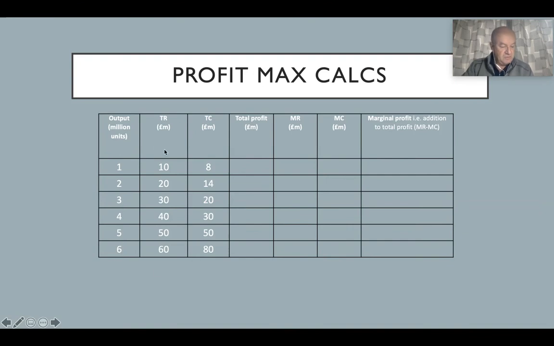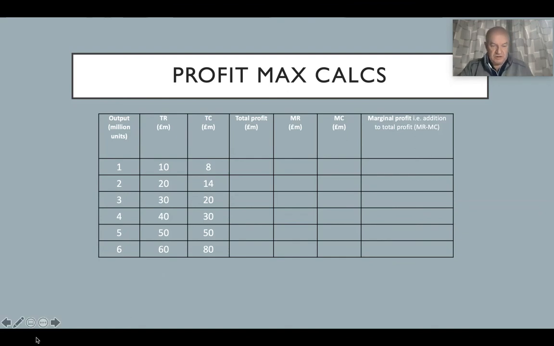Now, our total revenue has been given to us. Again, it's in millions of pounds. So in this instance, we've got 10 million pounds worth of revenue. And you can see that in each case, our revenue is increasing by the same amount. It's going up by 10 million, then another 10 million, then another 10 million. That tells you something about the price that is being charged for each different item, and that might also tell you something about whether this particular company is in a price making or price taking position.